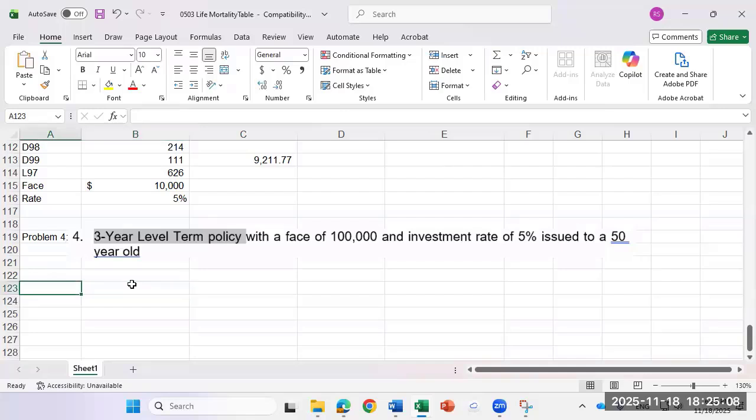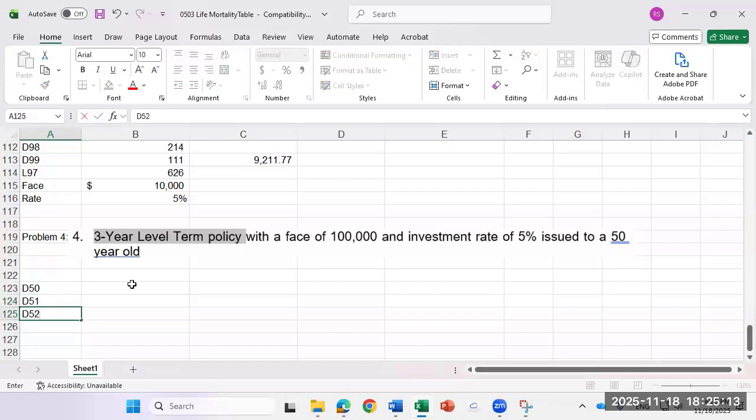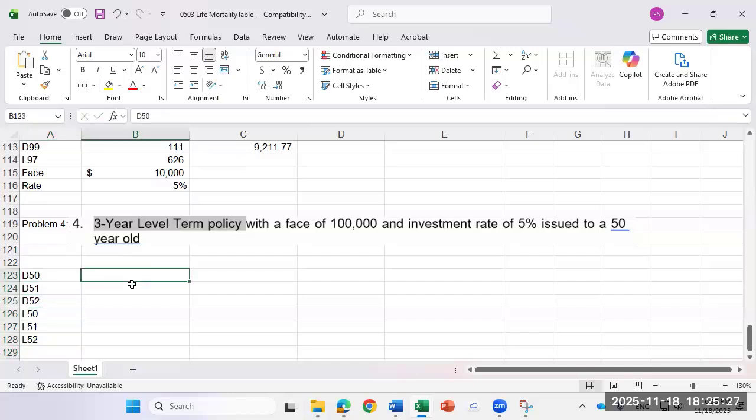So it's age 50, and we need D50, D51, D52. Always remember, if it's 3-year level term, that's how many D's you're going to have. And you're also going to have L50, L51, L52. Y'all can see why a lot of the problems I don't ask you to calculate the premium, because you'd be sitting there on your calculator all night long. So a good chunk of the problems, I'm just saying, just write the formula. This is a good one to write the formula for.